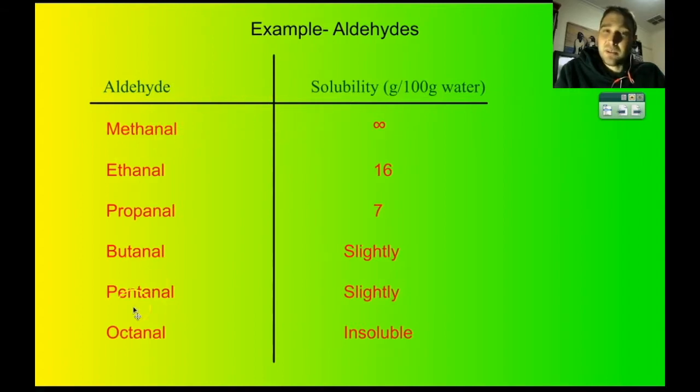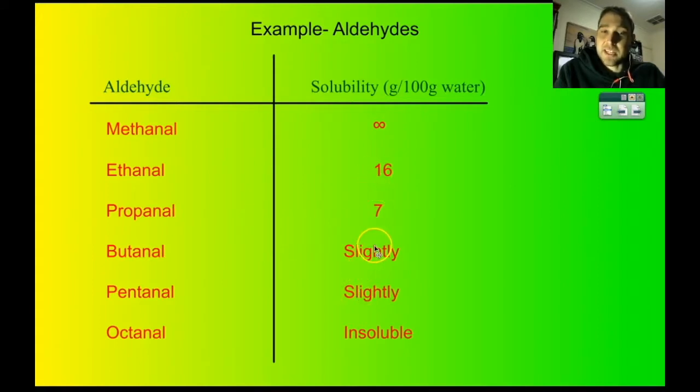So as we go down here, we're adding carbons. So 1, 2, 3, 4, 5, and then we've got 8. So we're making a bit of a gap down here. Methanol is completely soluble in water. You can put as much methanol in water as you like, and it will completely dissolve. Then as we add an extra carbon, we're reducing our solubility from basically miscibility, to only 16 grams per 100 grams of water. And then if we add another carbon, we're halving that again.